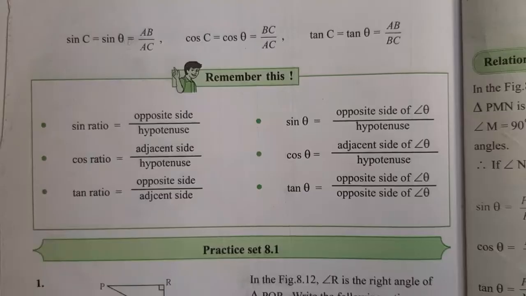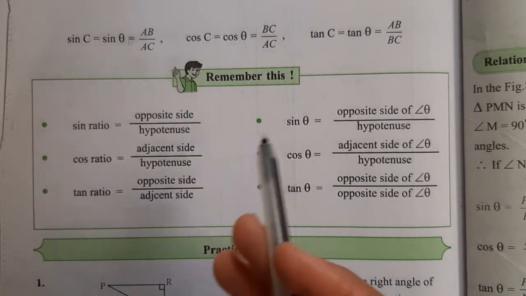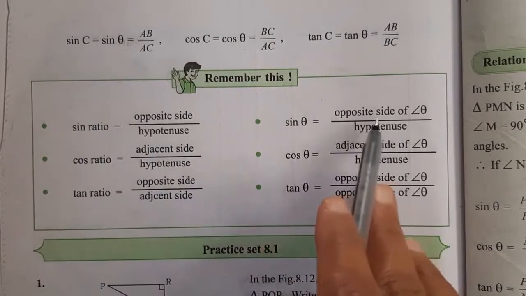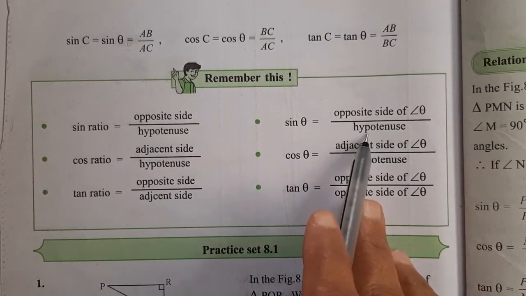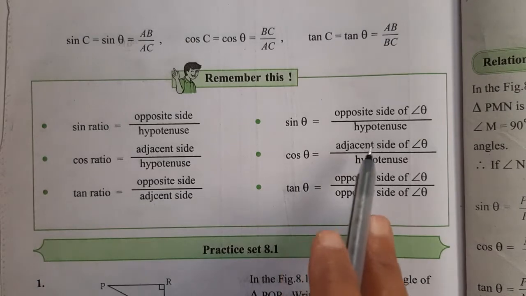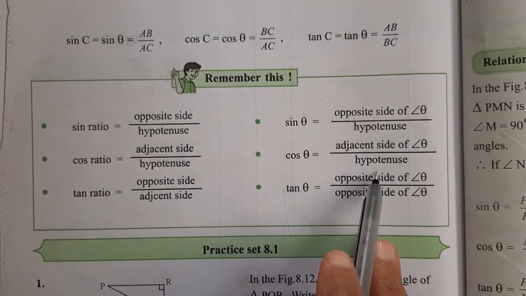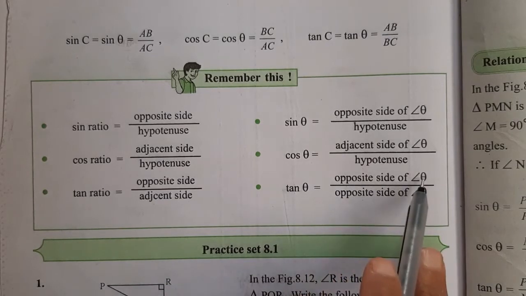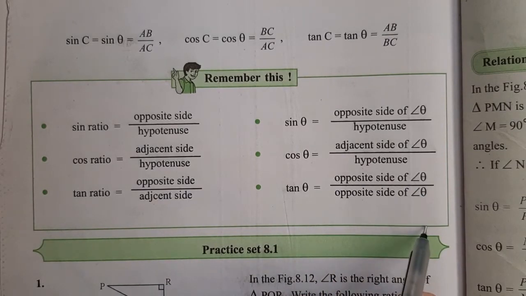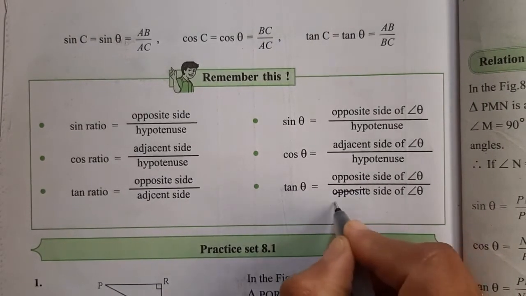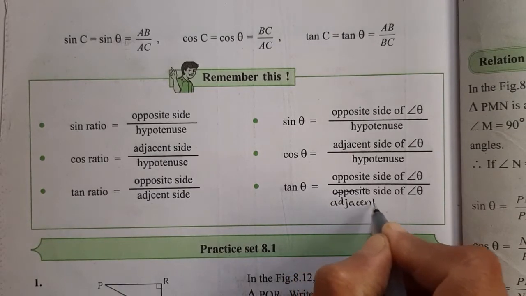Okay, understood? Now see, one table is given here. Remember this. Sin ratio, opposite side upon hypotenuse. Sin theta, opposite side of angle theta upon hypotenuse. Cos ratio, adjacent side upon hypotenuse. Cos theta, adjacent side of angle theta upon hypotenuse. Tan theta, opposite side of angle theta upon adjacent side of angle theta.